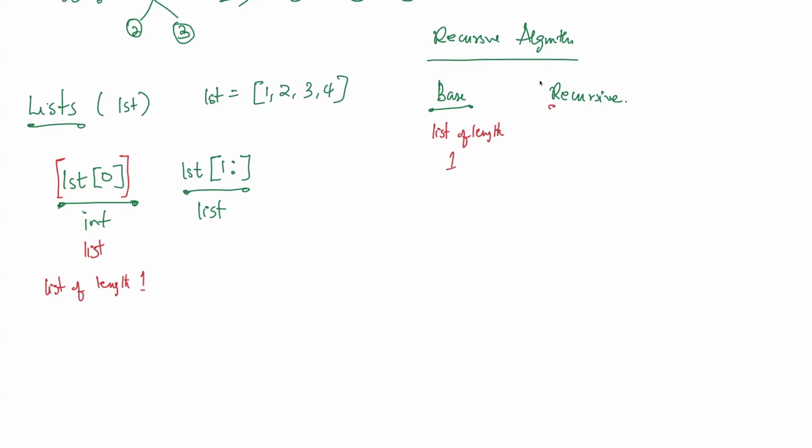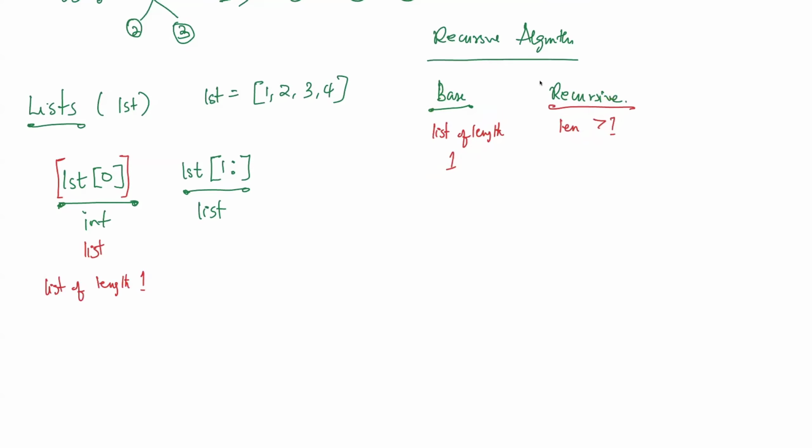And then the recursive case is length greater than 1. So when writing recursive algorithms involving lists, we apply a base case to every list of length 1 and a recursive case when the length exceeds 1. Does that make sense to everyone?